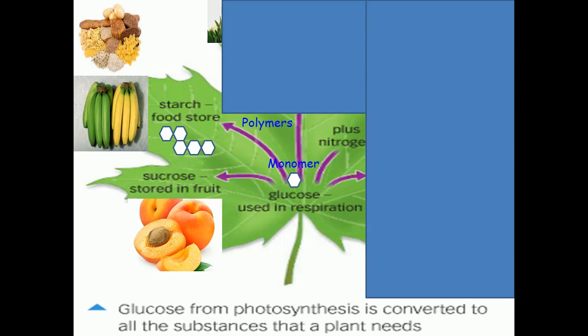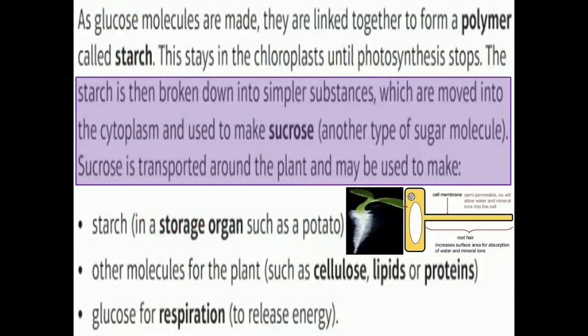Now we said earlier that glucose can be joined together to make polymers such as starch, but it could also be converted to sucrose, which is transported around the plant. And that is because there are parts of the plant that don't do photosynthesis. So how would they increase their biomass if they don't have any sugars? A good example of that is the root. So some of the sugar that is made in the leaf has to be transported to other places such as the roots.